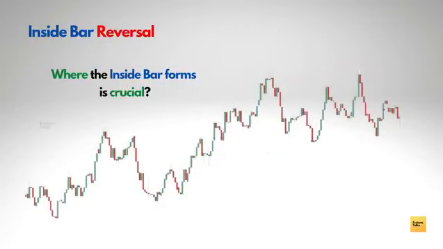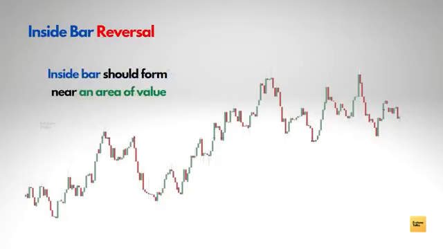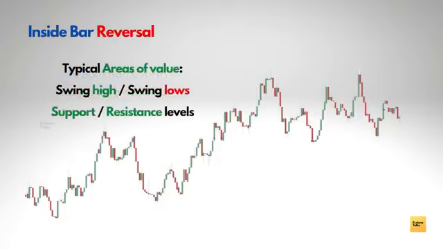The key to the inside bar reversal strategy is where the inside bar forms. To use the inside bar as a reversal, you need to see it formed at a swing high or a swing low depending on the market trend, and even at key price action levels or areas of value. And these levels are often the major support or resistance levels.